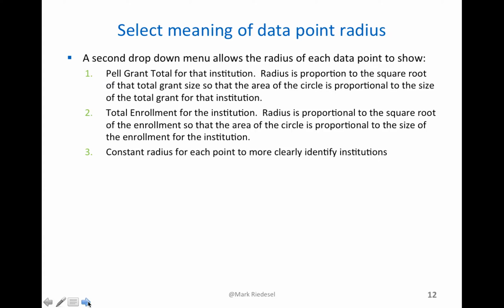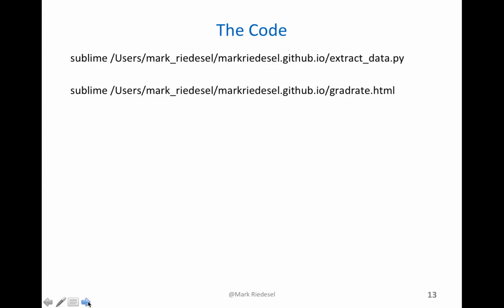I also wanted to have it so the radius of the points had a meaning. One is for the total amount of Pell Grants. That's government money that students get just for free to go to college, that each institution has. Another choice would be the total enrollment. And also if you just wanted to figure out which institution was which, I made it so that you could just have plain points. So let me show you the code for these two things.